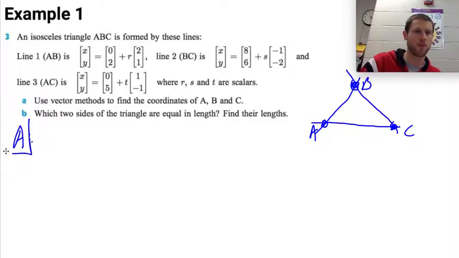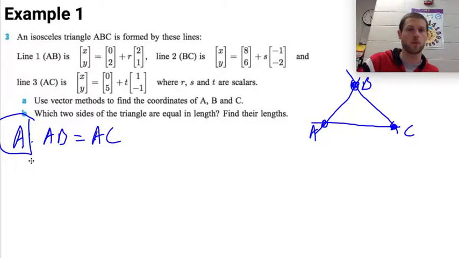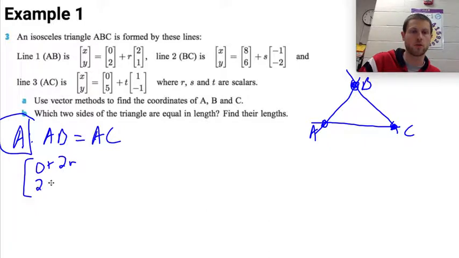And the way I want to find point A is I want to figure out where the line AB will equal the line AC. So AB is going to equal AC. So just like in the example before, I'm going to set the line AB, 0 plus 2r and 2 plus r. That's given from this equation up here. That's going to equal AC, which is 0 plus t and then 5 minus t.